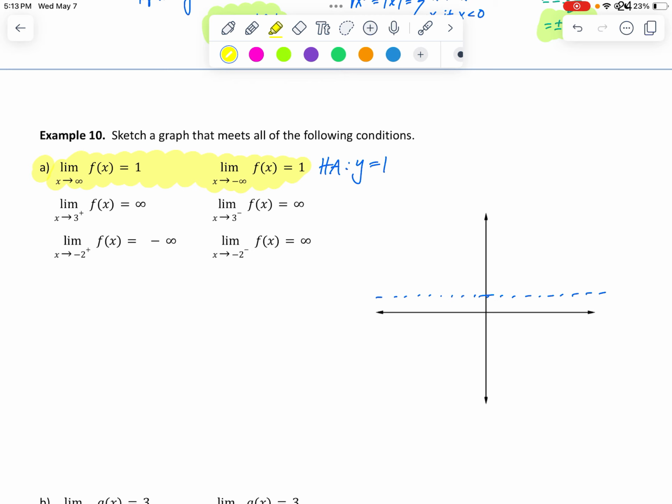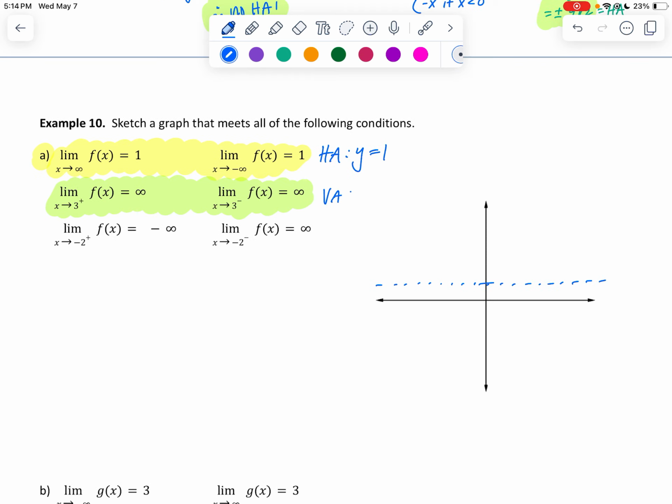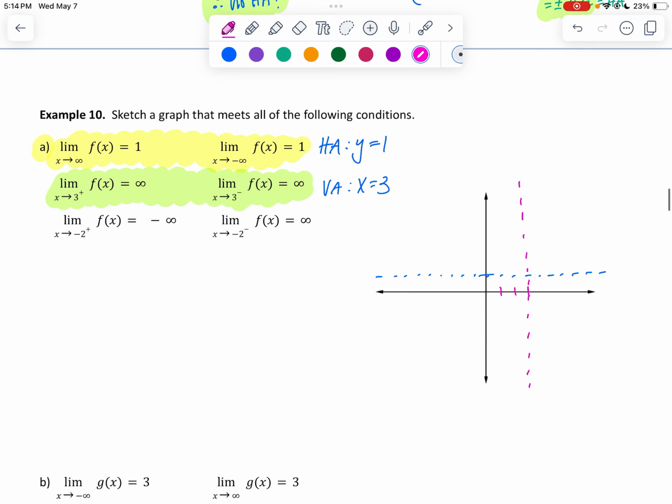Whenever I have something that looks like this, where I have the limit as x is approaching 3 to the right, f of x is equal to infinity, and as x is approaching 3 to the left, f of x is equal to positive infinity, these are just our regular limits. However, these are your vertical asymptotes. So I have a vertical asymptote at x is equal to 3. So I'm going to go ahead and start graphing that guy. Okay, just stop there for now.